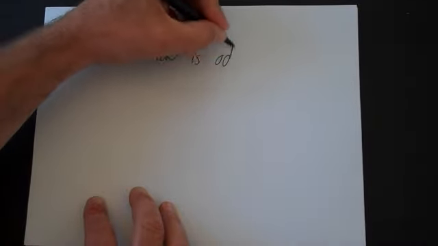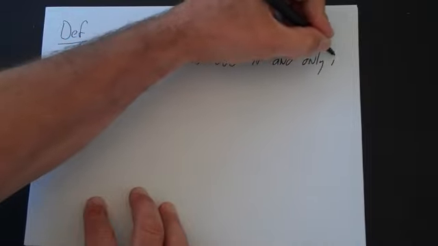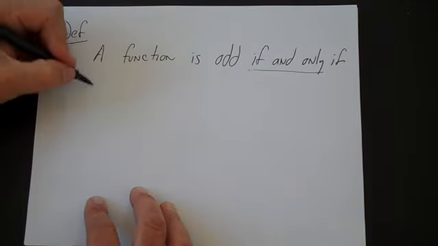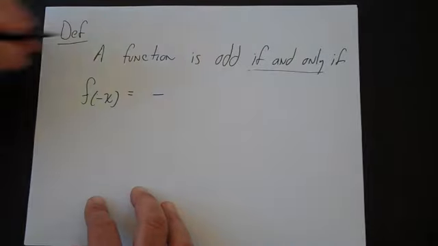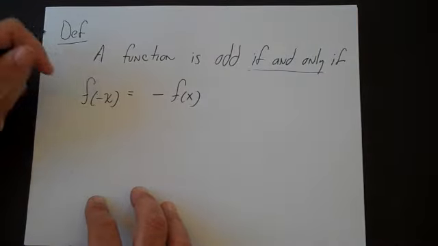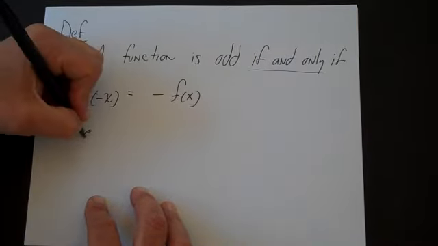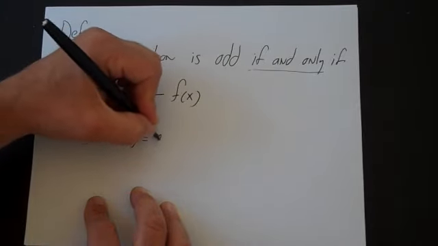Let's look at the definition of an odd function. We say a function is odd if and only if, right? That's what we use for definitions. f of minus x is equal to minus 1 times f of x. An example, in fact the simplest example, would be f of x is x cubed.